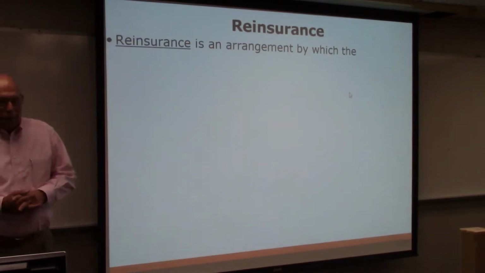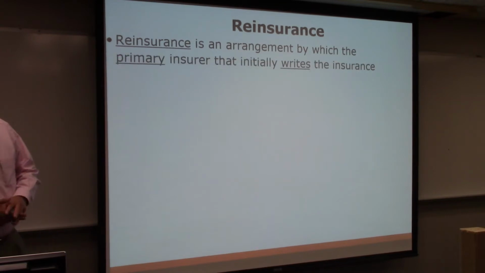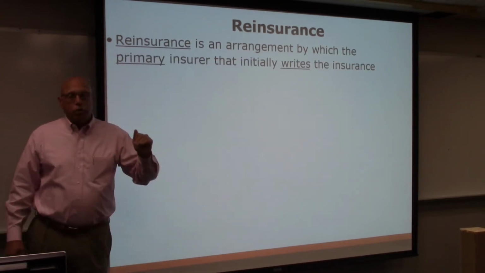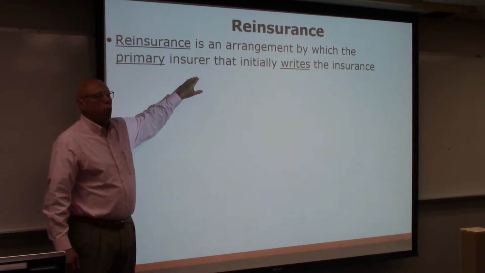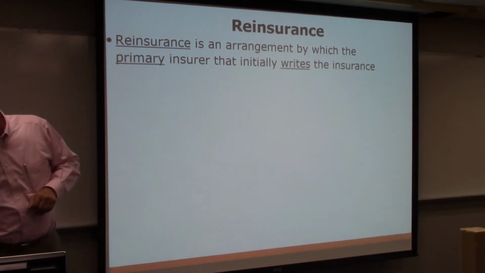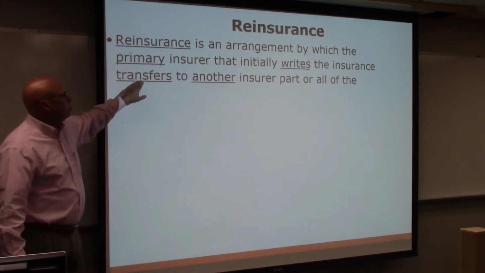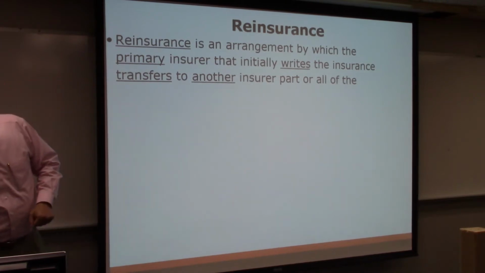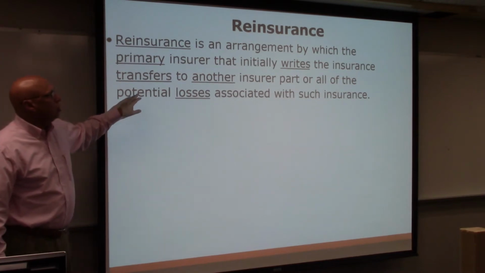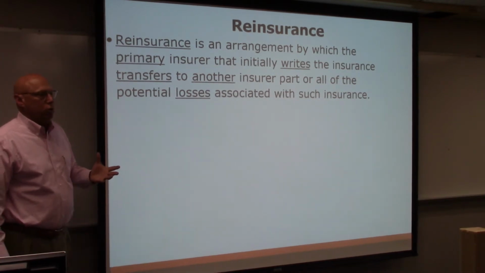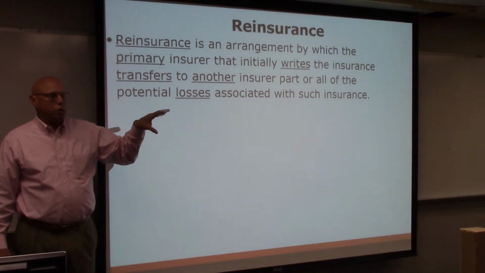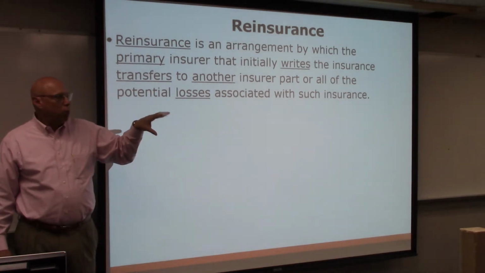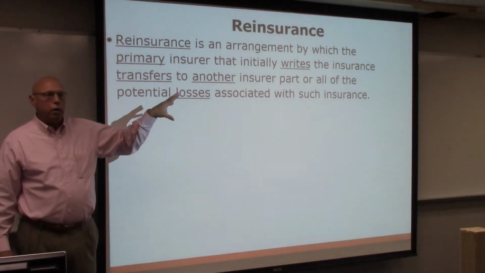Reinsurance, interesting topic. Reinsurance is an arrangement by which the primary insurer that initially writes the insurance, which means the primary insurer is the company that has contact with the customer, looks to transfer to another insurance company part or all of the potential losses associated with such insurance. So they look at the total exposure and decide how much of that exposure they want to take and how much of it they want to transfer.